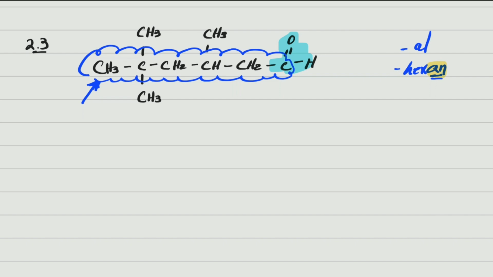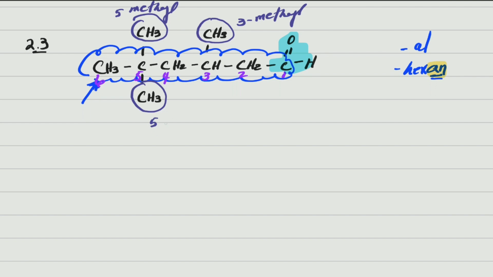Now we're going to count the carbons starting from the carbon nearest to the functional group. In this case, it's the first carbon. It's 1, 2, 3, 4, 5, and 6. We have 6 carbons in that specific order. Now we are going to identify the alkyl groups or substituents, and I'm going to write it here. These are the steps I follow. This is 3-methyl. This one is 5-methyl, and this one is 5-methyl.